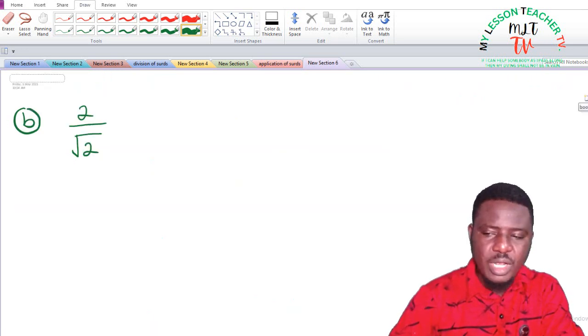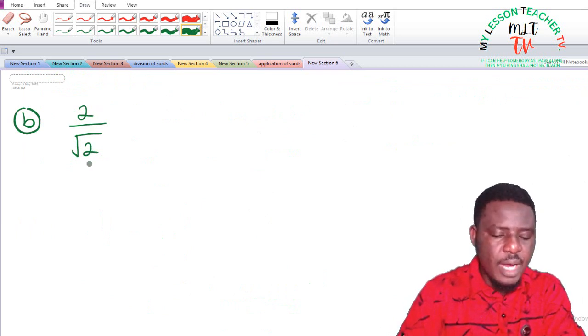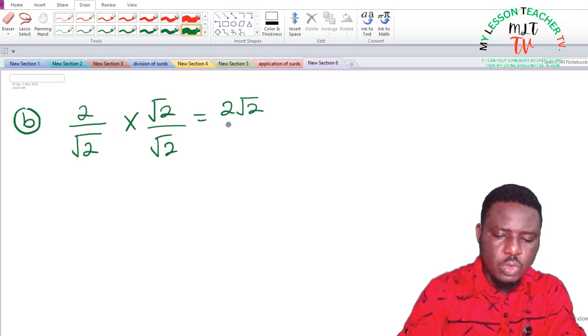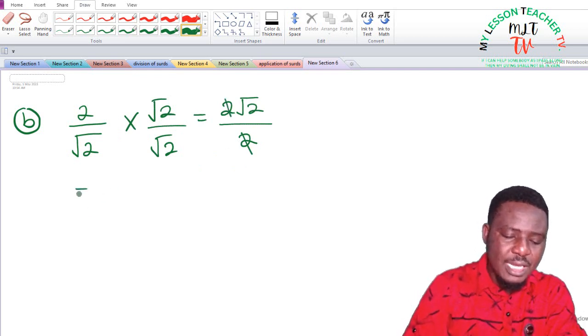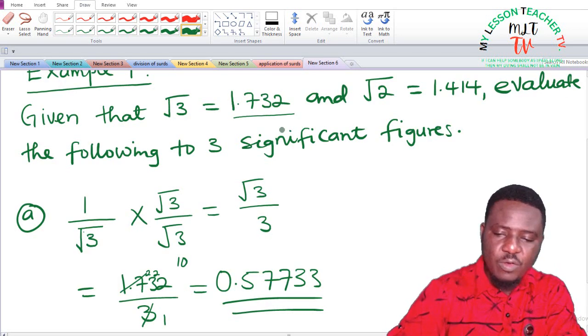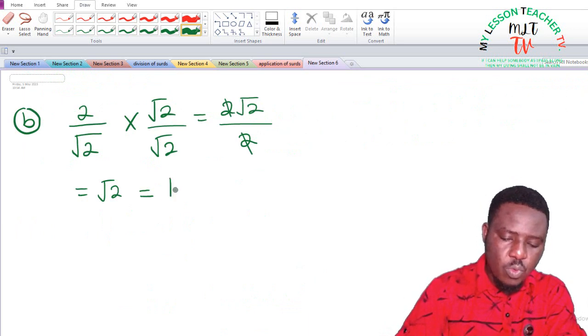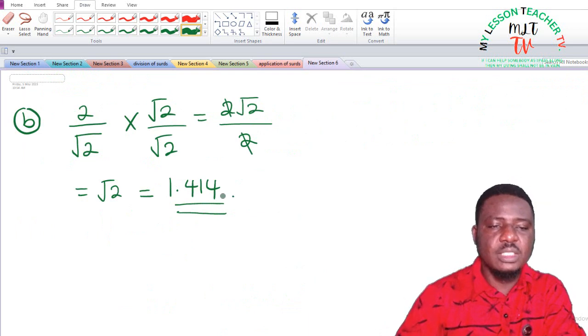B, that we should evaluate 2 divided by root 2. So you rationalize. This becomes 2 root 2 divided by 2. And in 2 root 2 divided by 2, the 2 will cancel out, leaving you with root 2. So root 2 is equal to, if you look at the value of root 2, 1.414, you now substitute it to be 1.414. And this is your answer.